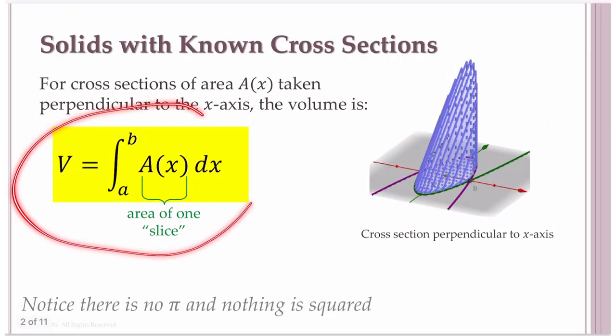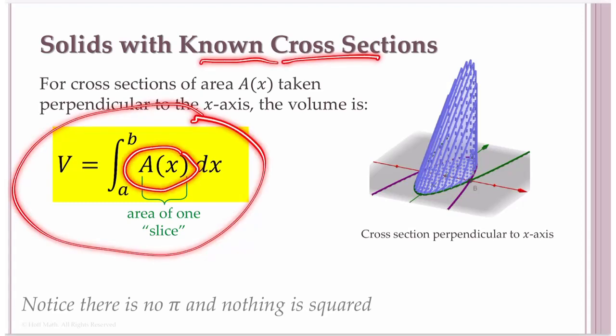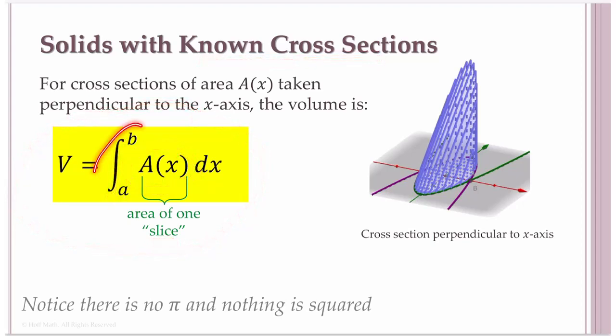Well, there's a formula. To find the volume, if you have a known cross section, you simply need to find the area of one of your cross sections, or one slice, and then you do the integral from a to b. So this is how you're adding up an infinite number of slices that are infinitely thin.